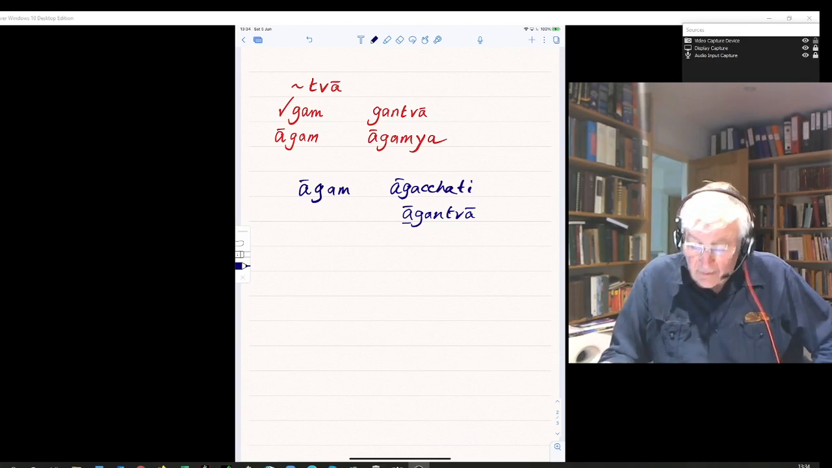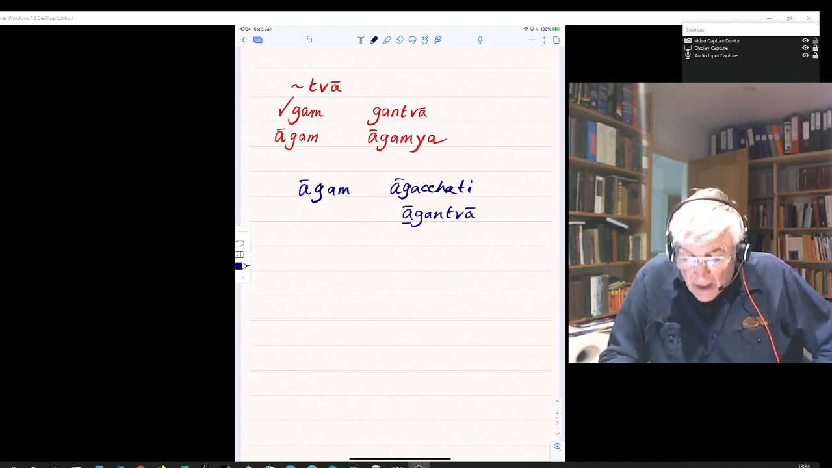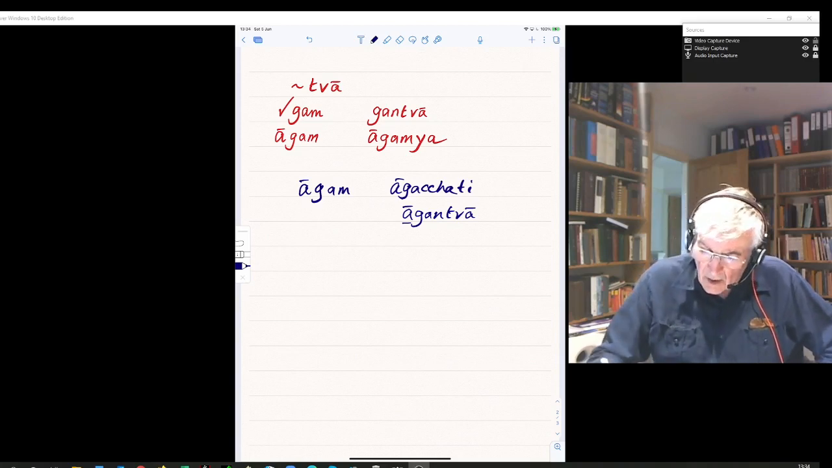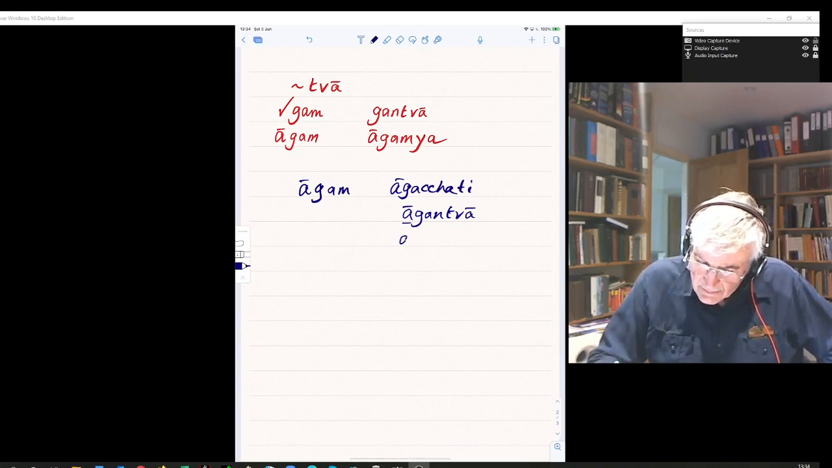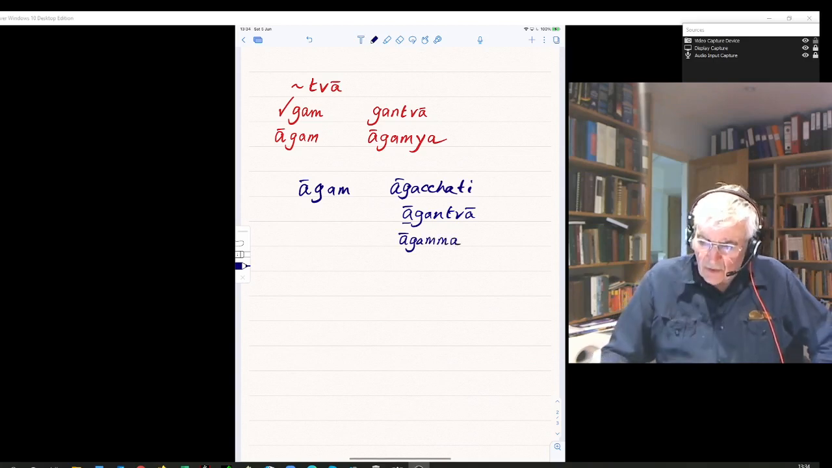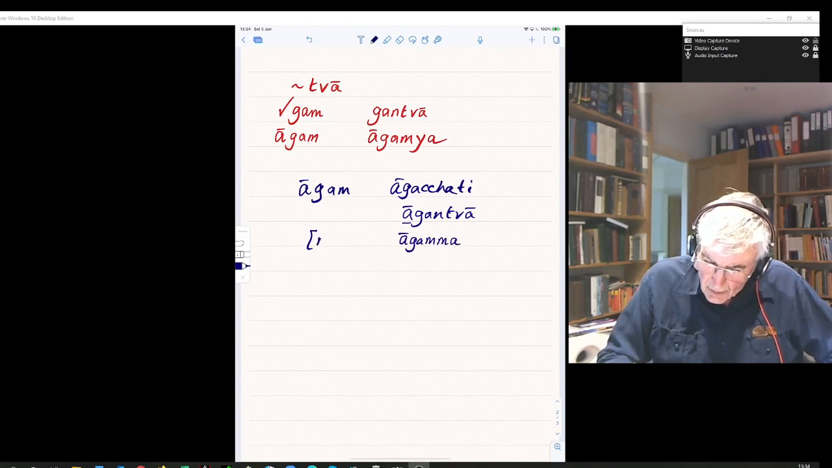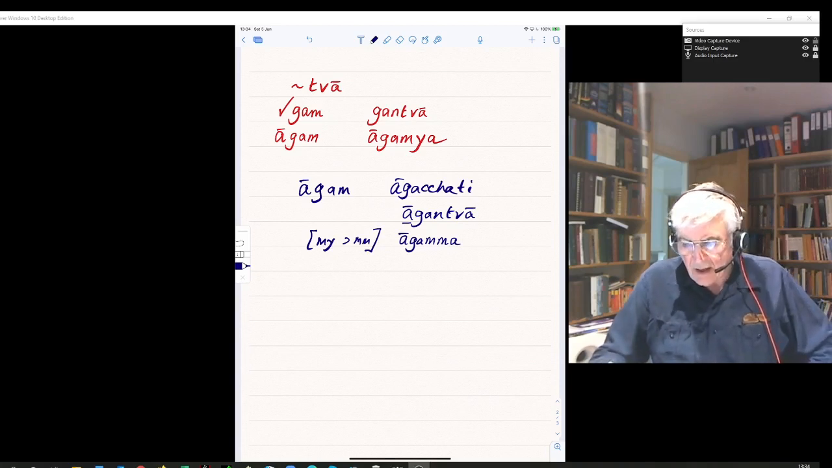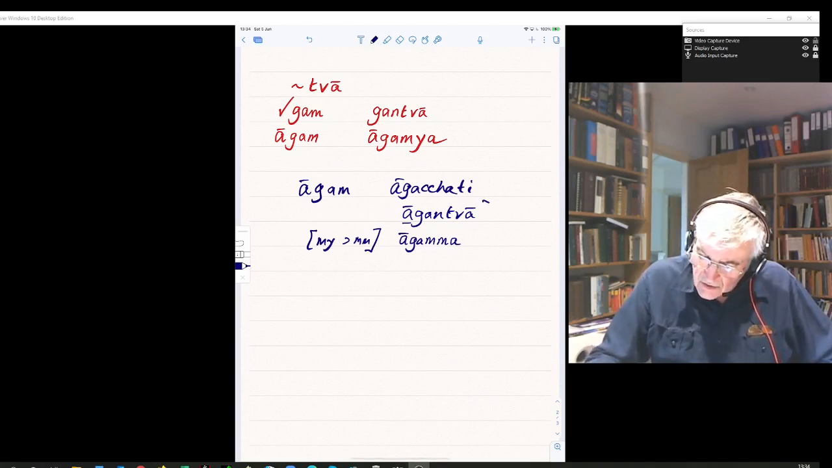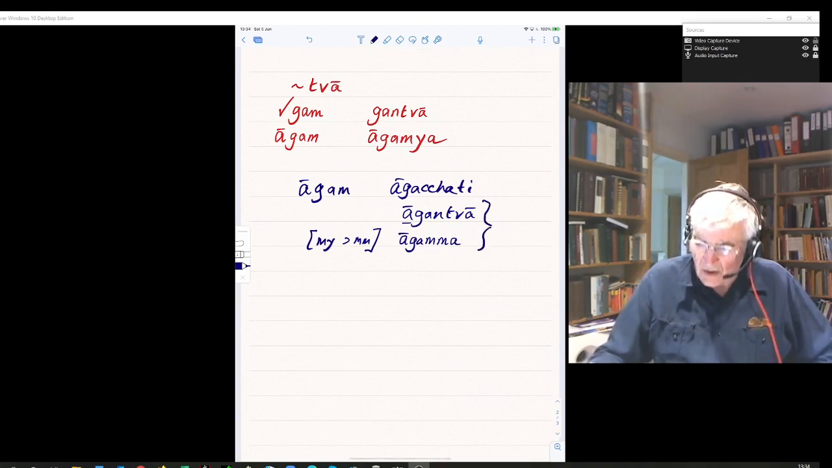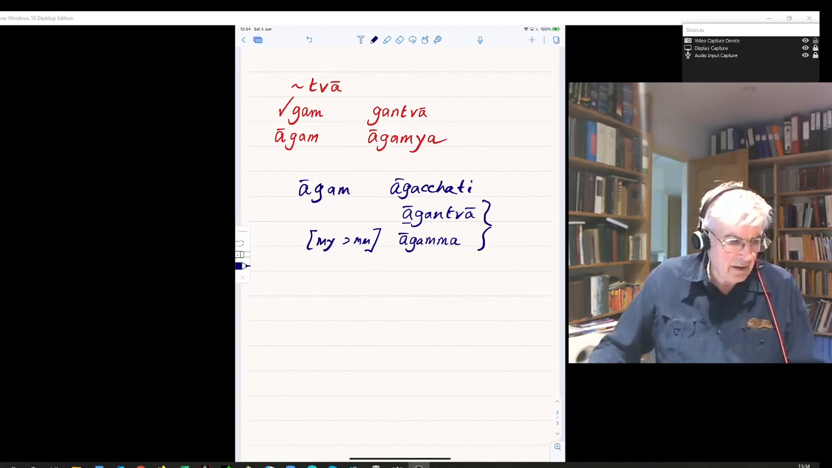The Pali allows both forms, agantva, and the Sanskrit agamya, of course, as normal, becomes agamma, with the Sanskrit mya changing to a double M in Pali, the consonant cluster agamya, agamma. So both of these forms are correct in Pali.